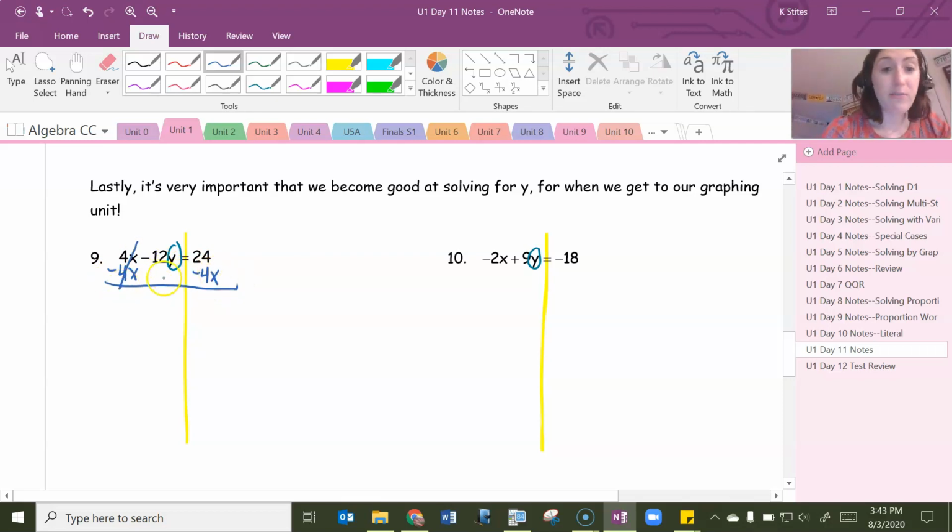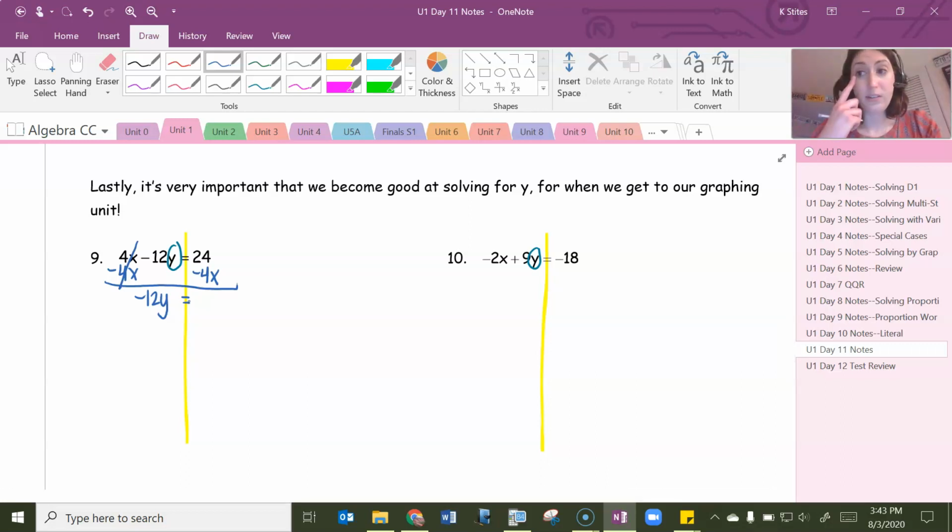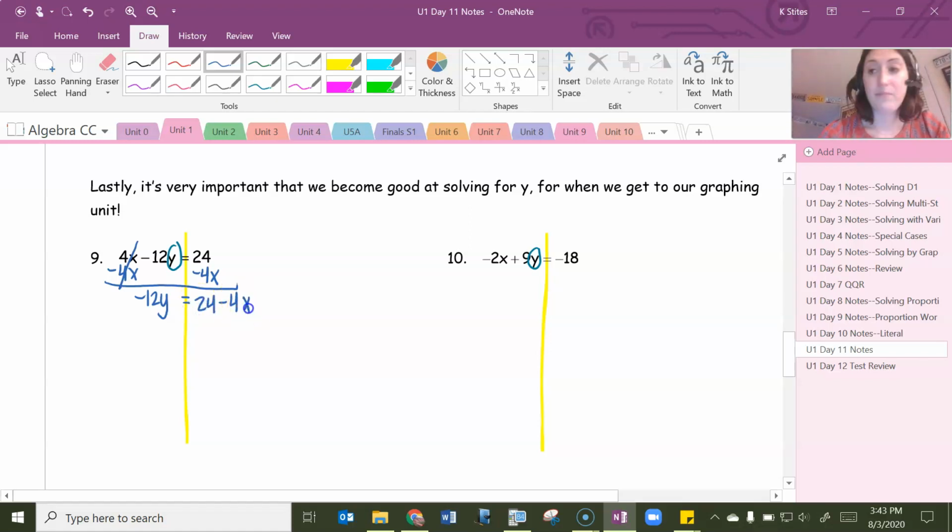When you bring down your negative 12y, make sure your negative is still there. And do not tell me this is 20x. Single tier, okay? They don't combine. 24 minus 4x, that's it. Okay? We're still solving for y. Final step, dividing by that negative 12.